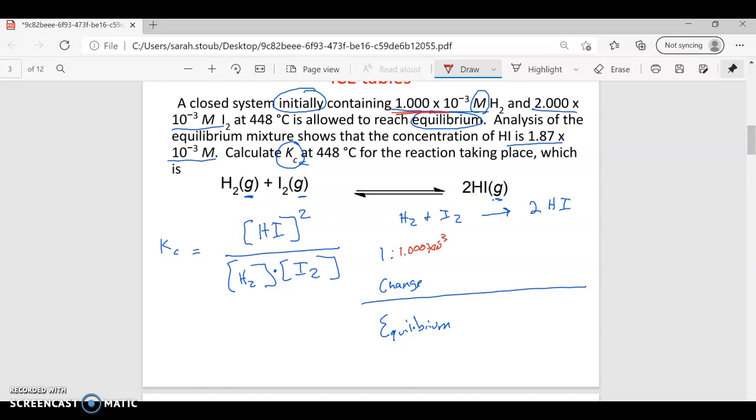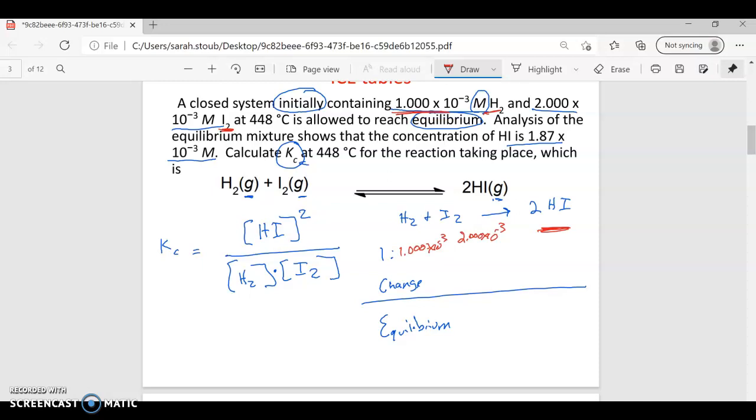And then my initial of I2 is 2. And initially, I don't have any of my 2HI. It's put in as a closed system. So what that means is they added in this much H2 and that much I2, and the reaction hasn't run at all. So initially I have none of the HI.